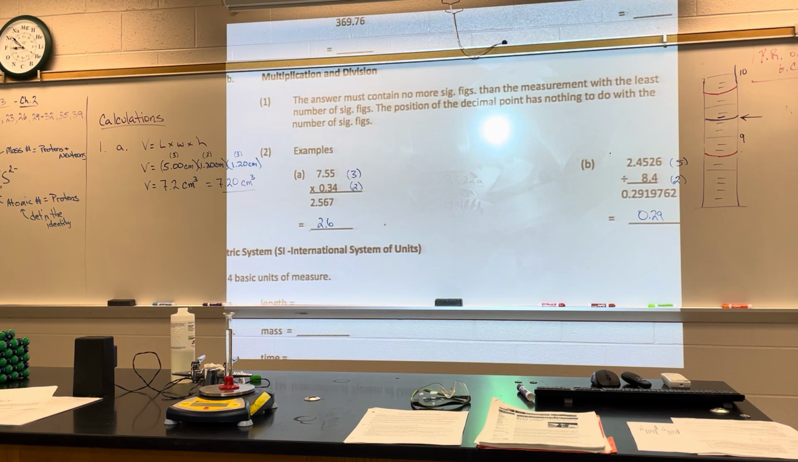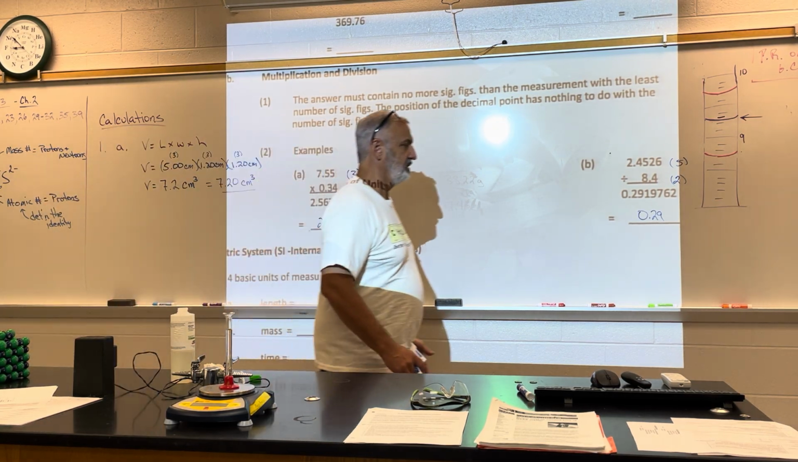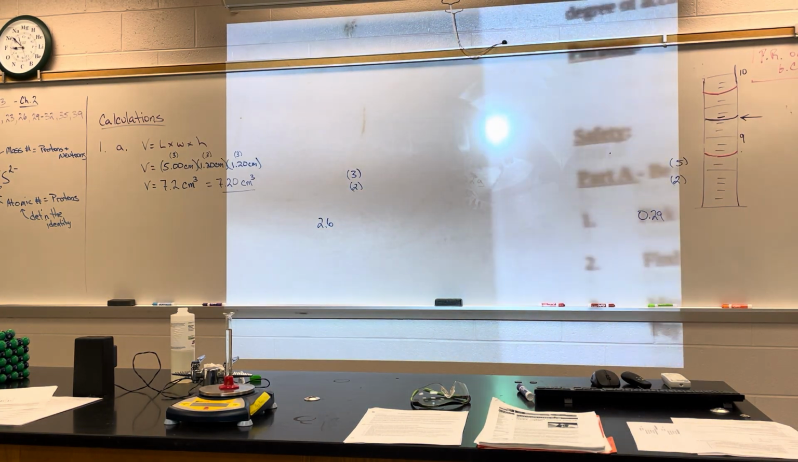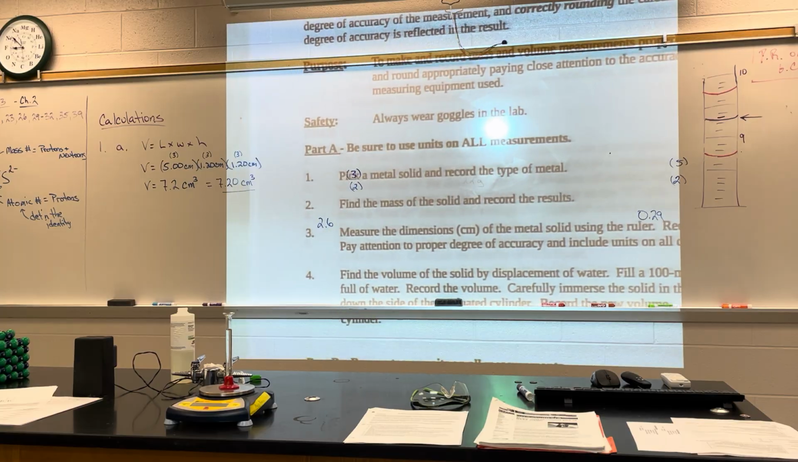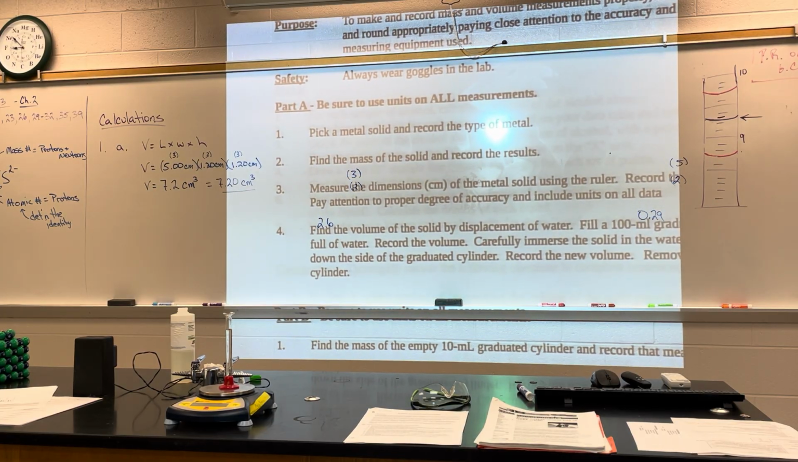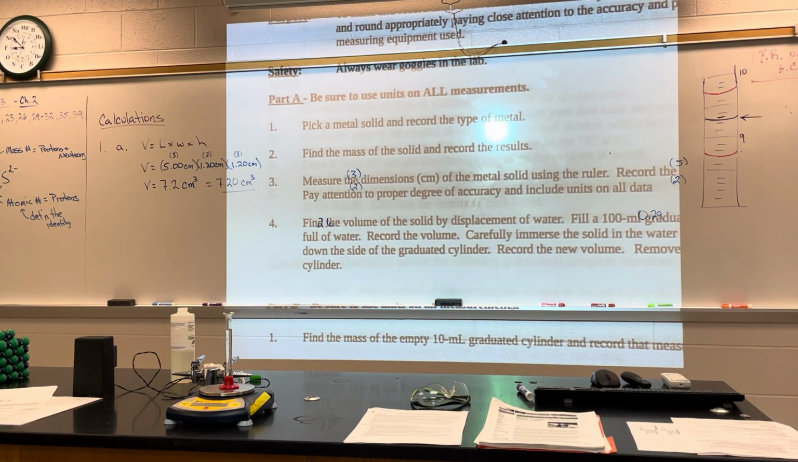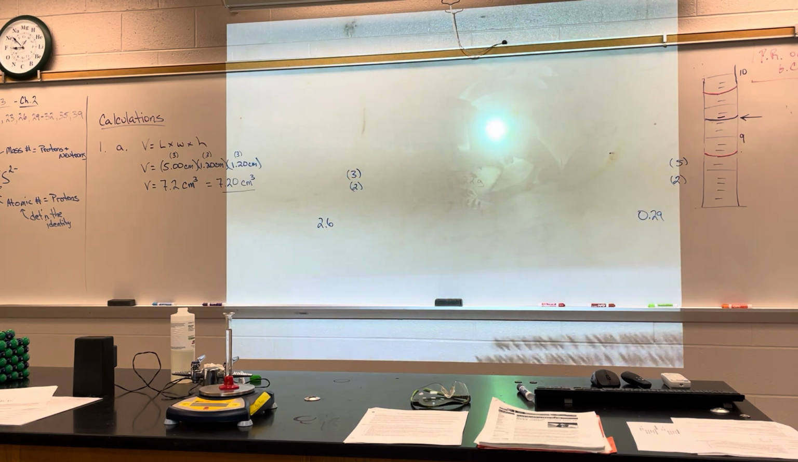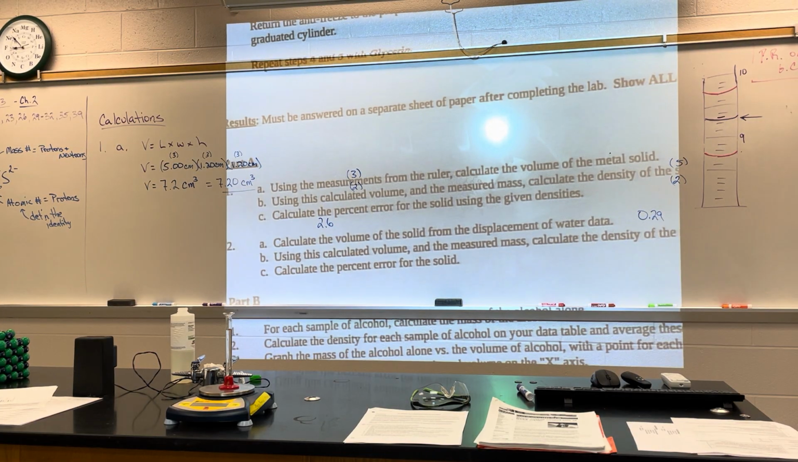All right, so now the next part, we're just going to keep going back and forth. The next part says, okay, find the mass of the solid. Oh, wait, that's the directions. That's not it, I'm on the wrong page. Here we go, let's go to B.